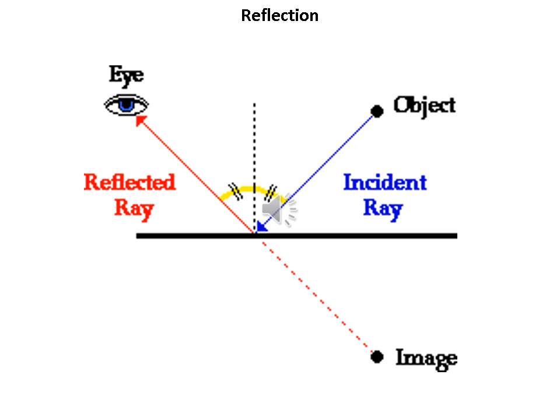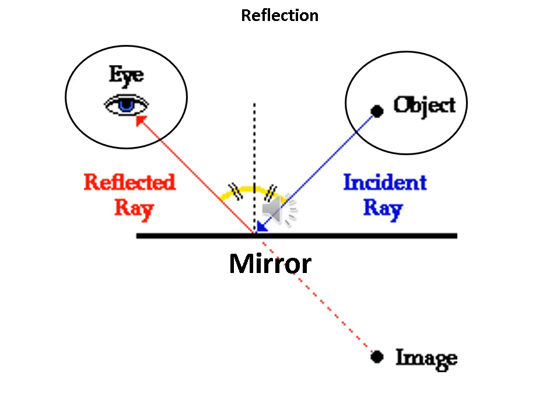Now this diagram is more like what you're going to actually see on a quiz. Now notice on the diagram that you have an object, and the object is projecting an incident ray of light. In other words, the light is just coming from that object and it's hitting the mirror and reflecting back up into your eye. Notice that the angle of reflection in this diagram is equal to the angle of incidence.